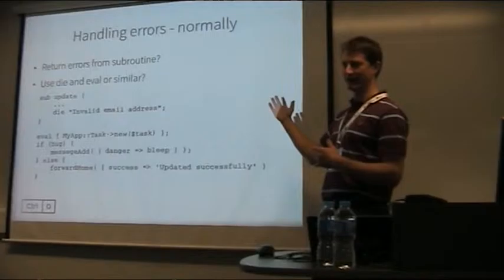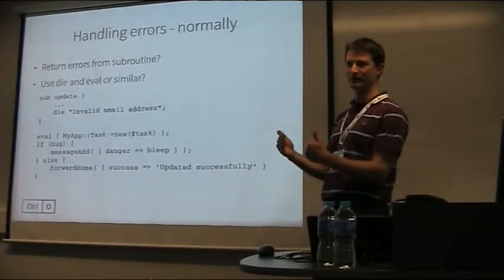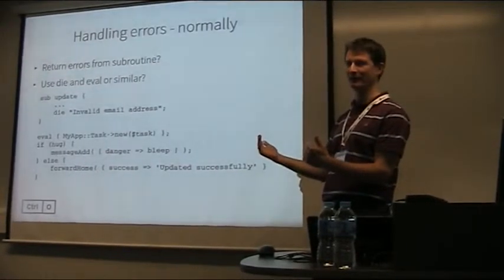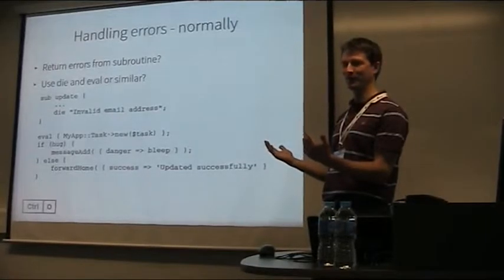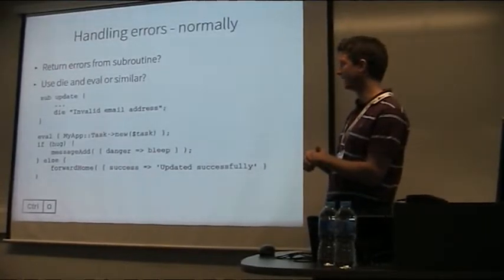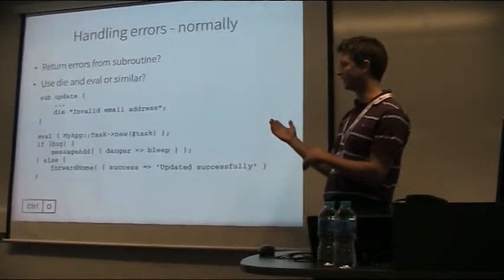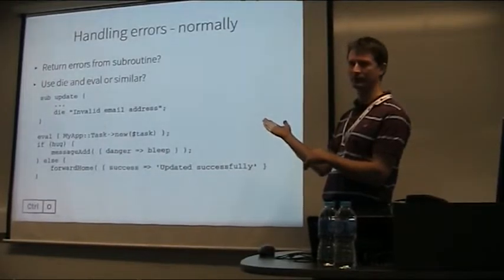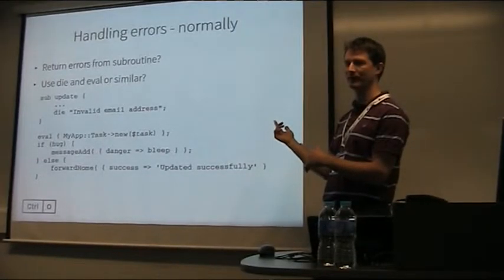Some people like to return errors from a subroutine, or they like to return a true and a false, and then they pass the error back in a separate variable. That's one way of doing it. It's a bit messy in my opinion. Another way I used to do it is to use die and then eval the functions as required.